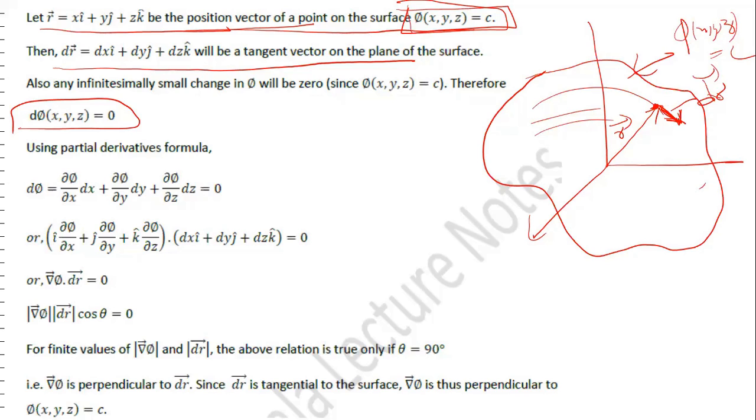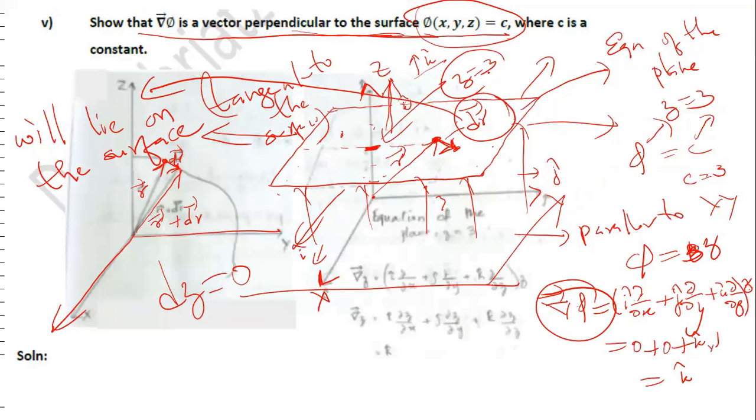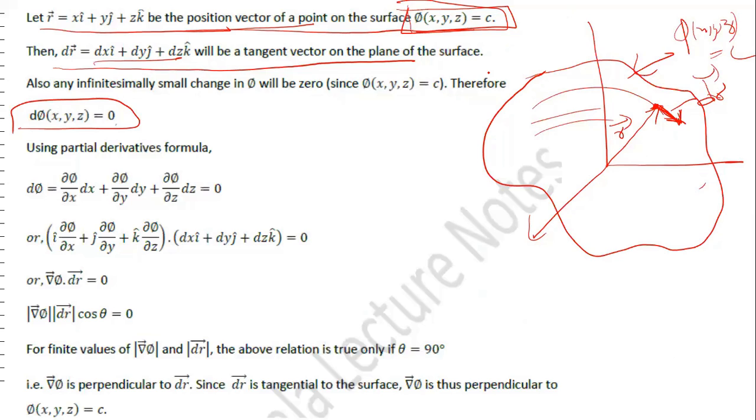And we are considering r to be the position vector of any point on the surface. Like I explained before, when you move from one point on the surface to another point on the surface, the change in the position vector is your dr here. And as you move from one point to another on the surface, the change in phi is 0 because this is the equation of the surface, like we discussed here. z equal to 3, z is constant on this surface. So to represent the equation of a surface, we are considering some scalar function which is constant.